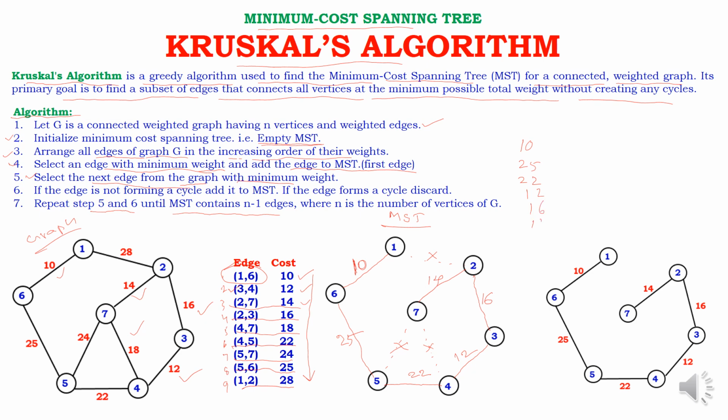There are 1, 2, 3, 4, 5, 6 edges. Add them: 25 and 10 is 35, 35 and 22 is 57, 57 and 12 is 69, 69 and 16 is 85, 85 and 14 is 99. The total weight of the spanning tree is 99.